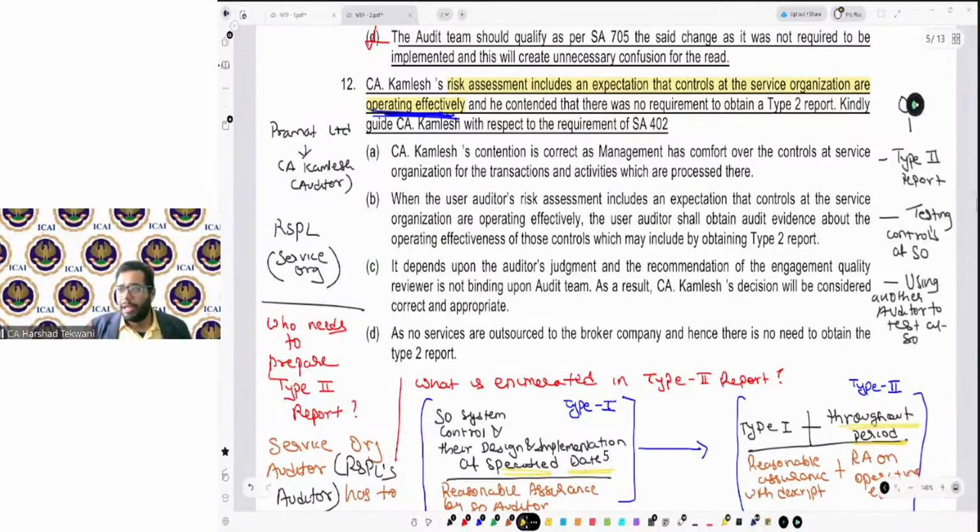And accordingly, in the current case, the answer will be B, which is yes, I need a type 2 report for that. A, which says that a type 2 report is not required, is wrong. C, which talks about it being a judgment on the recommendation of the engagement quality control reviewer, is also wrong. And D, which says that no services are outsourced, is also wrong. Services are outsourced. I hope I'm clear.